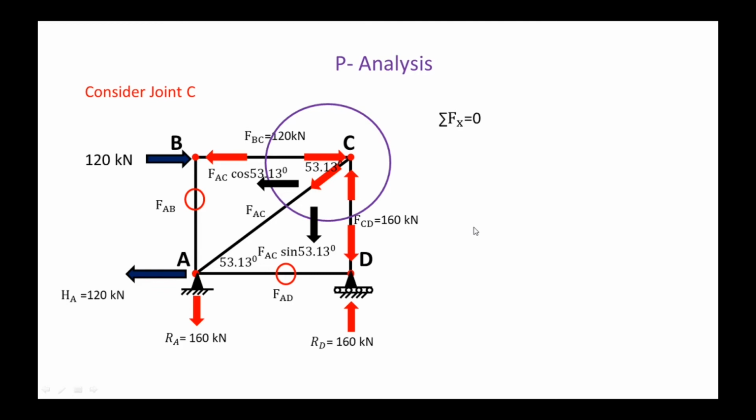So sigma Fx equal to 0. These are the conditions. Towards right is plus and towards left is the minus. So this FBC is toward the right, that is the plus, and here horizontal is towards the left, so FAC cos 53.13 is the minus. So 120 minus FAC cos 53.13 is equal to 0. So we got the value of FAC is equal to 200 kN.